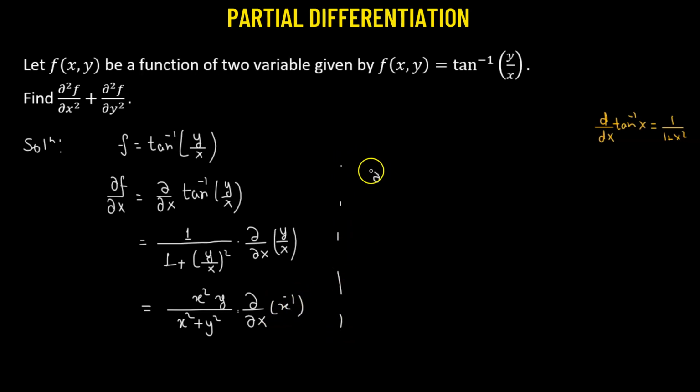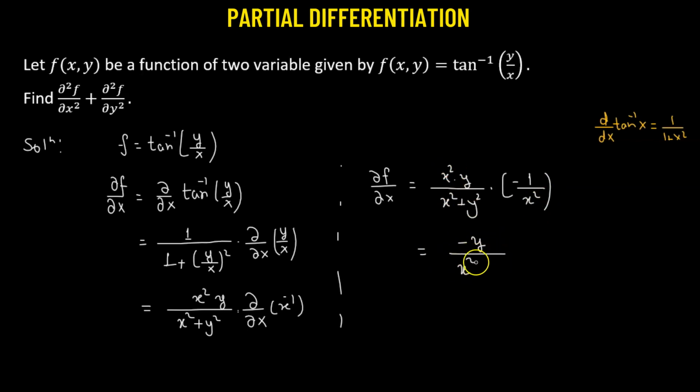So we have the partial of f with respect to x. This will be equal to x squared times y divided by x squared plus y squared, multiplied by the partial derivative of x raised to the power of negative 1. That will be negative 1 divided by x squared, so here x squared and x squared get cancelled. We have negative y divided by x squared plus y squared. So this is the value of the partial of f with respect to x. Let's label this as number 1.